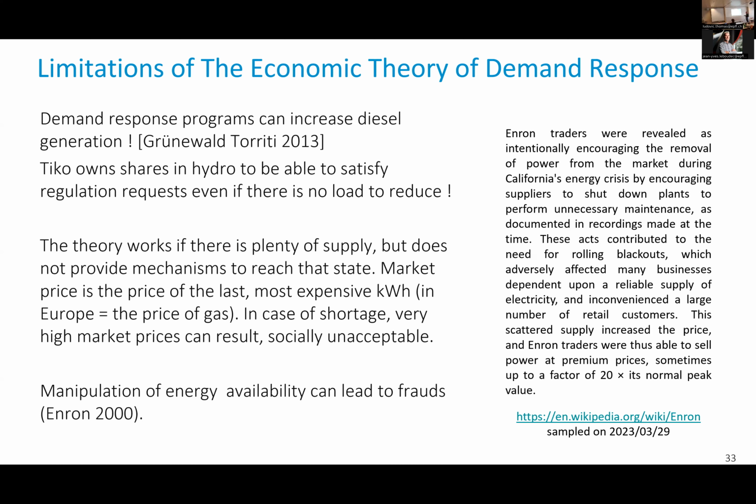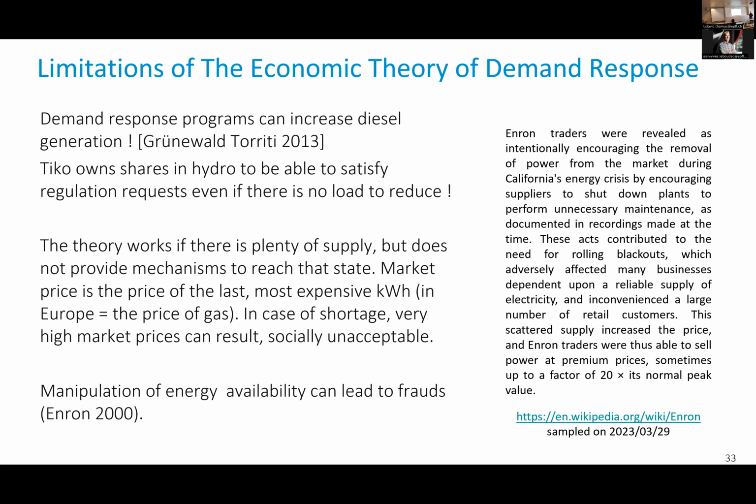That's a criticism that is made of this. In case of shortage, very high market prices can result that are socially unacceptable. Even worse, if you give complete freedom to capitalism, all bad things will happen. So what happened 20 years ago in California, where they introduced this theory of demand response and market and supply and everything? For many things, California is in advance, for the good and the bad.